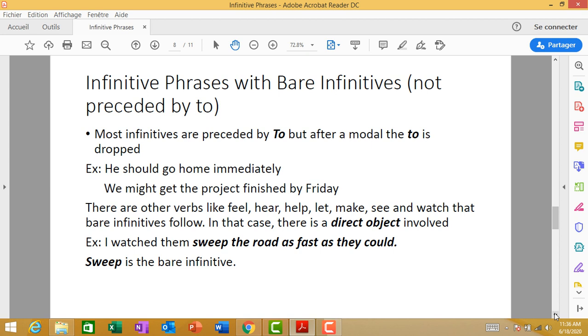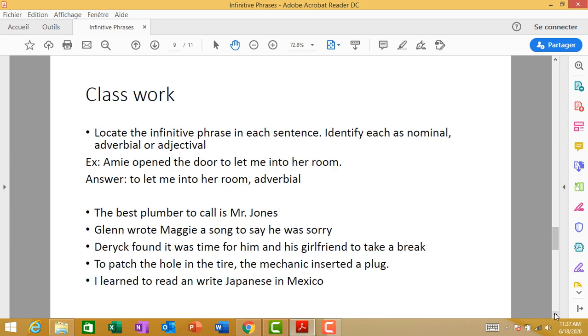And the direct object is them. I watched who? Them. Do what? Sweep the road as fast as they could. So two things that you have here: after a verb like watch, you can't use to in the infinitive. You have to ditch the to and use the bare infinitive, and you also have to have a direct object in the sentence like that.